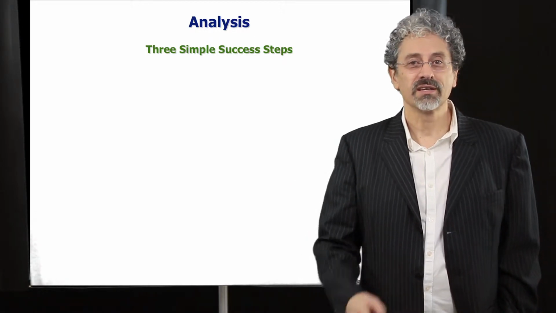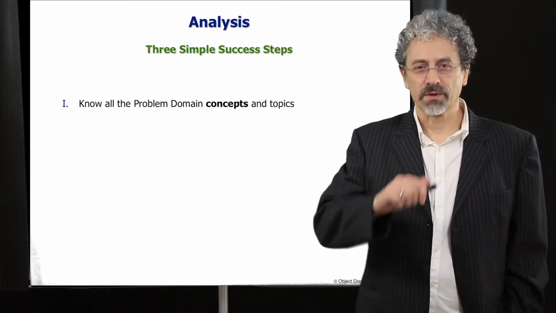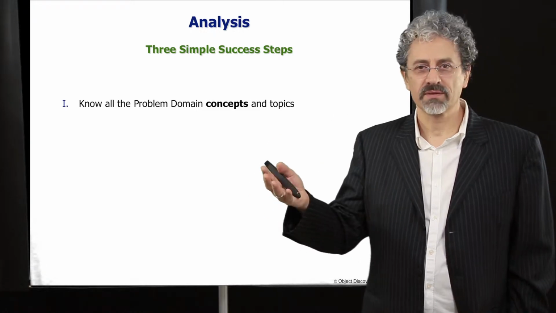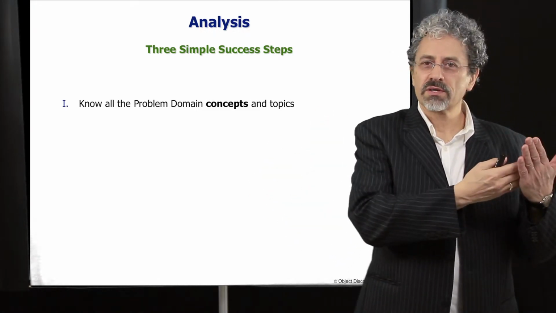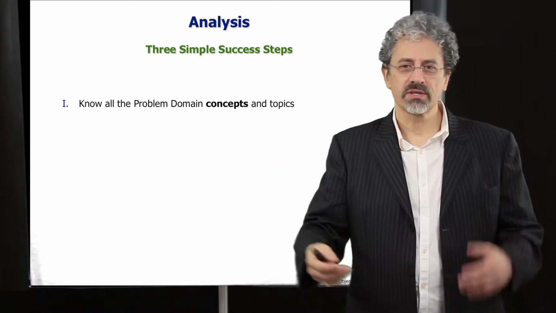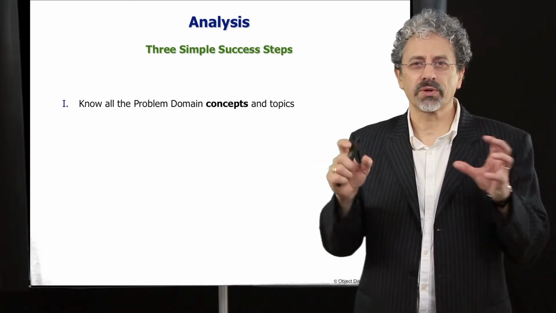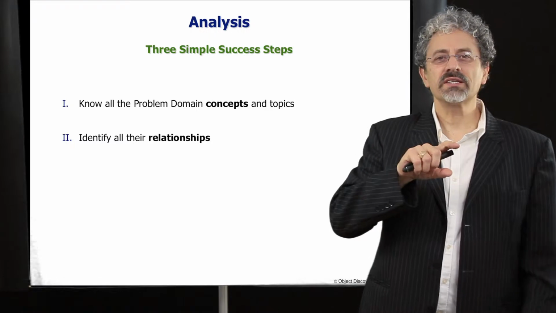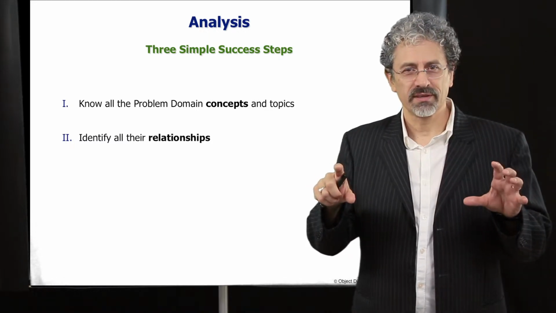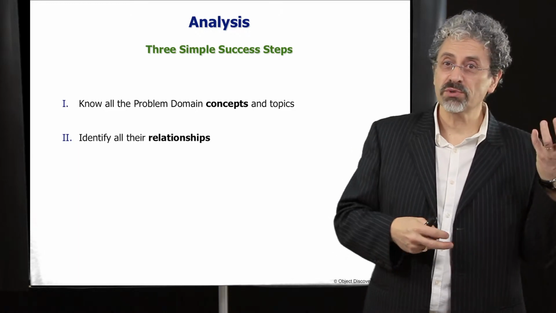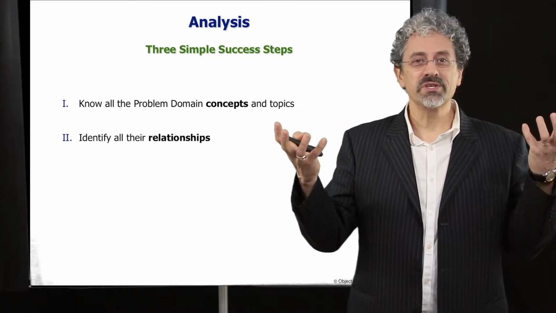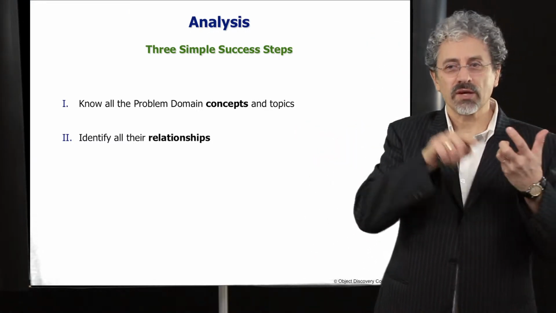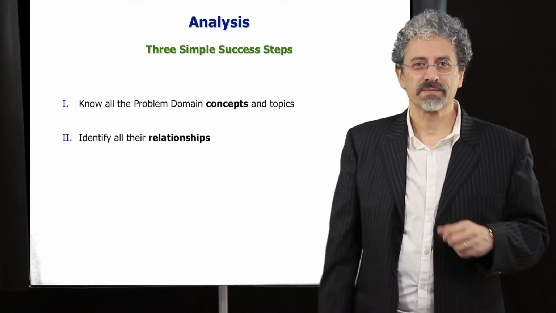Interestingly enough, again, it's only 3. The first one, know all the problem domain concepts and topics. For instance, customer, bank account, deposit, transaction in general. Just know all your concepts or topics or things. Second, identify all their relationships. Obviously, if you have the concept of customer and you have the concept of bank account, what are you missing? The relationship between the two, which is John Smith owns that checking account.